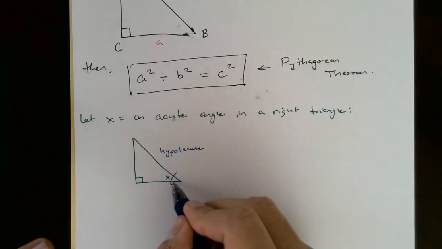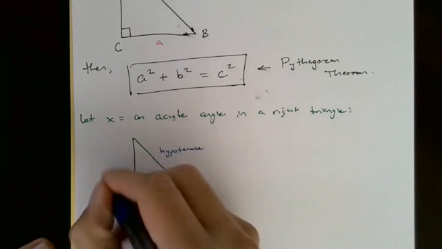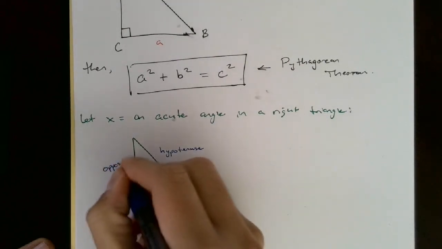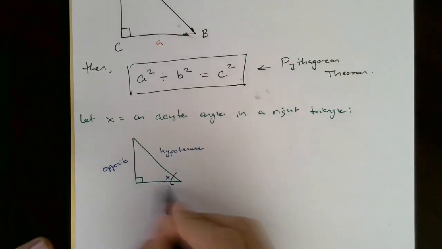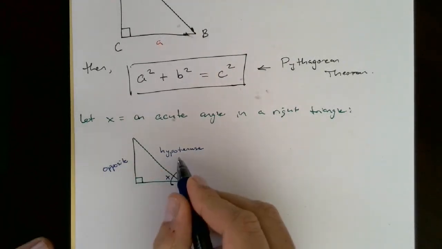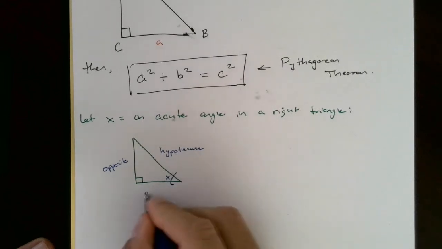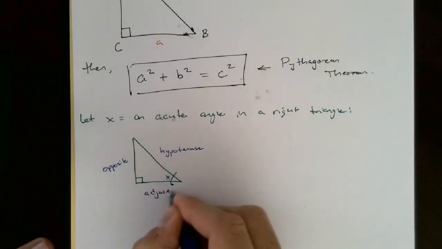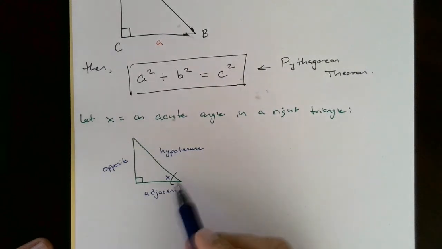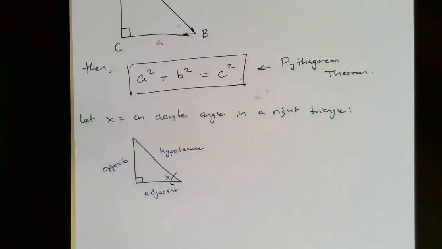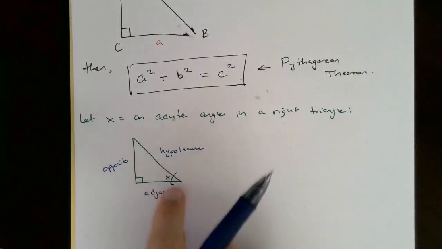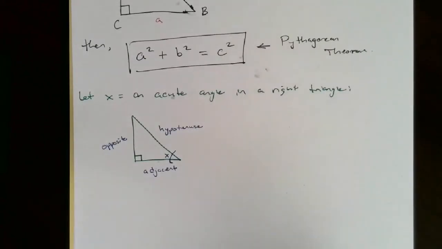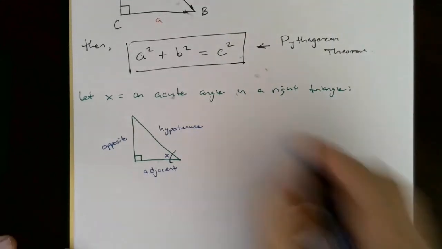Now, from angle x, the side directly across from it we call the opposite. So the side opposite angle x would be the one directly across from it. The side right next to it, that's not the hypotenuse, the other leg, is called the side that's adjacent. Adjacent means next to. So the side that's next to it is adjacent. And from there we have relationships between these three sides and that angle x. So we have what we call the trigonometric functions.